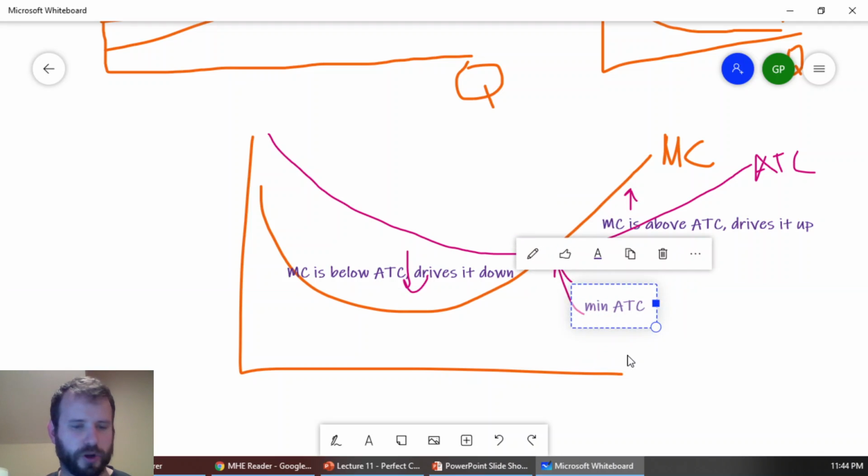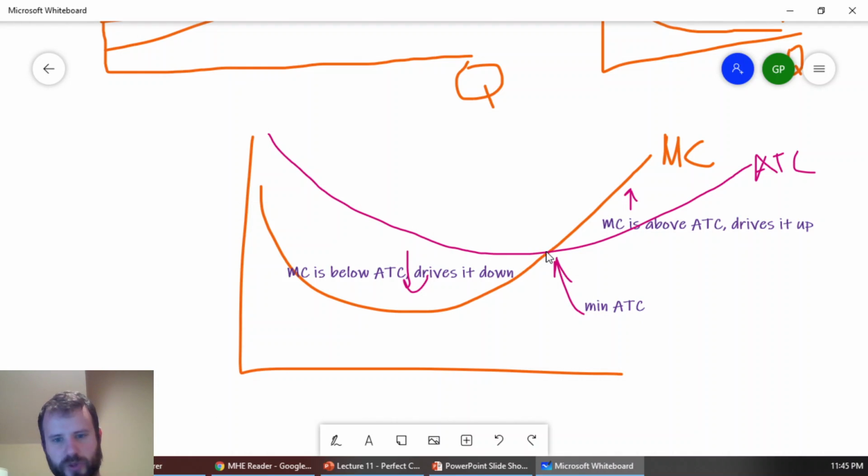Like if you're doing really poorly in the class and your average is an 80 and you're getting 70s, well, it's going to drive it down. But let's say you pick your grade up and your average is now like at a 75. Well, the second you get a 76, that's driving your average up. So the 75 is going to be the minimum grade that you get as long as you stay above 75 going forward. So as long as you're above the average, you're driving the average up. So that's why the cross point between the ATC and the marginal cost is your lowest point for average total cost.